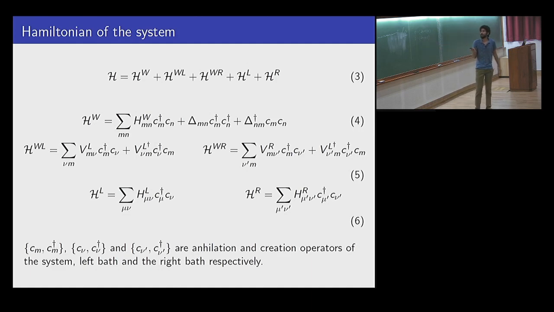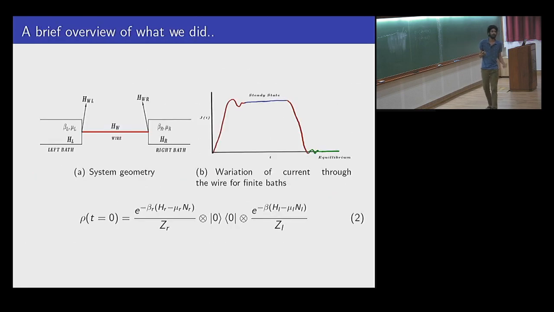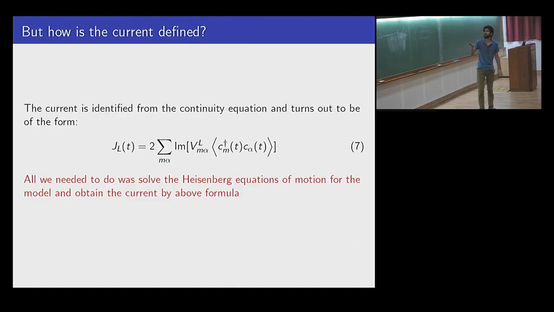Now, to calculate the current, in quantum mechanics we need physical observables, operators. So how is current defined in these kinds of systems? You take the number operator at any site and take its derivative, then use the Heisenberg equation of motion. If the current is conserved in the system, it will come in continuity form, and you basically identify the current from there.